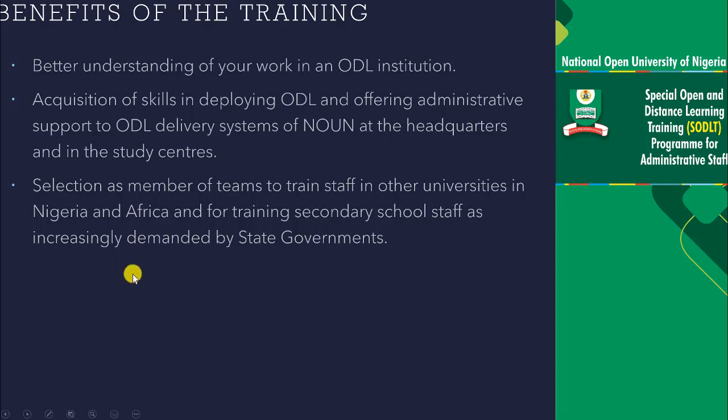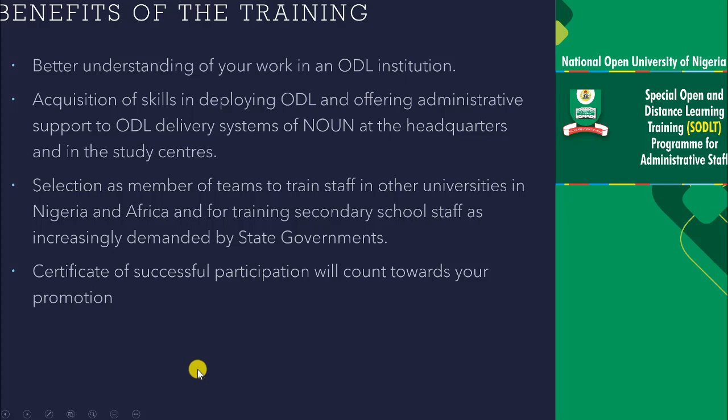So when we have trained, we can now go to train others in Nigerian universities and in other universities all over Africa. And then the state governments, 36 state governments and the FCT, they are asking for people to come and train their staff. Now they need to go nowhere. It is NOUN. And when you finish successfully, you get a certificate which will count towards your promotion. So if you are on 7, you are on track for 8. If you are on 12, you're on track for 13. If you're on 15, you're on track to 1 million.